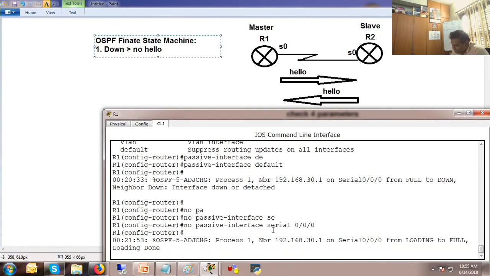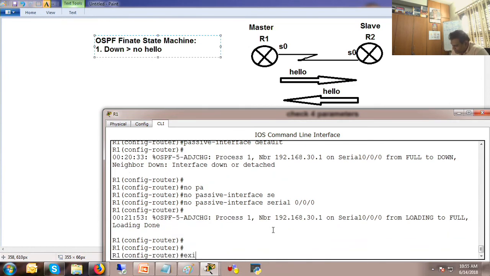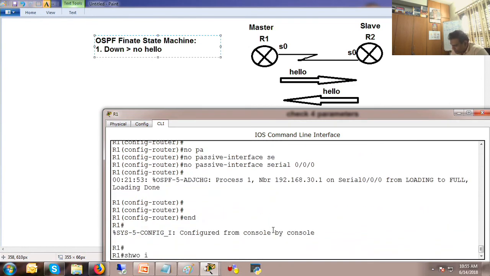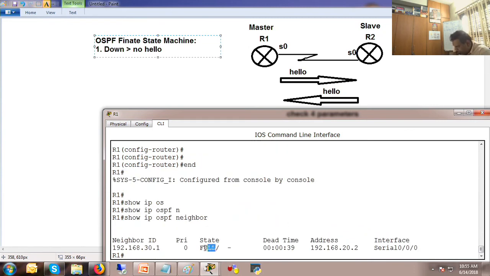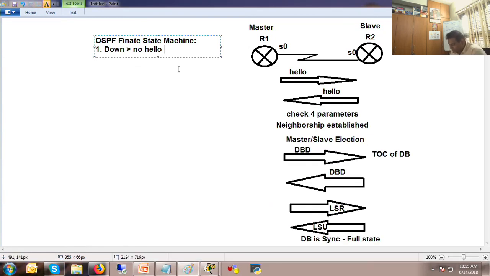When you give this command, see here, I'll show you. What is the command? It's the neighbor table. Show IP OSPF neighbor, right? Yes. What is the state here? Full. Now the state is down. No hello sent.